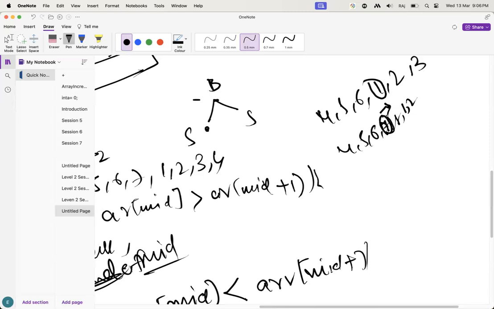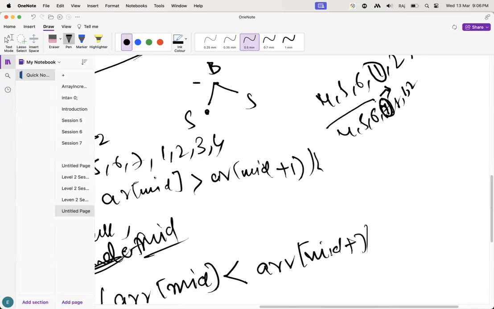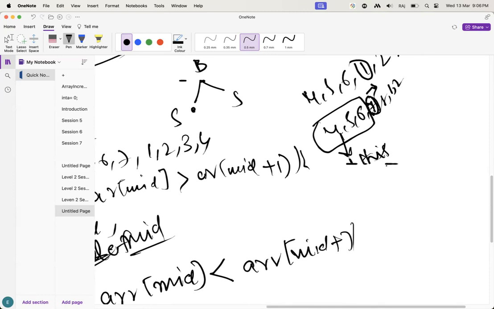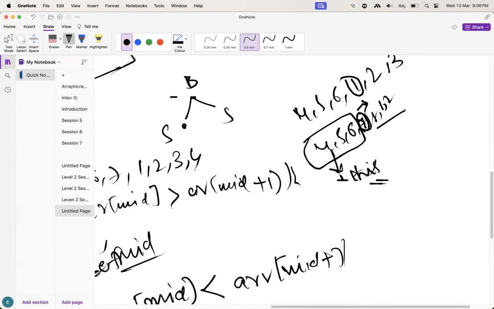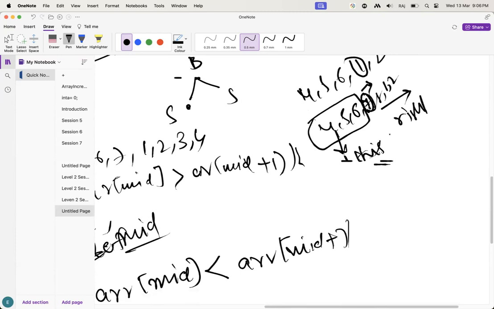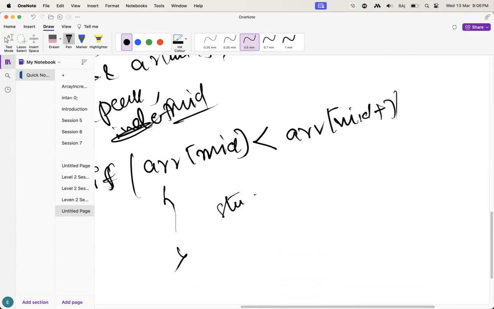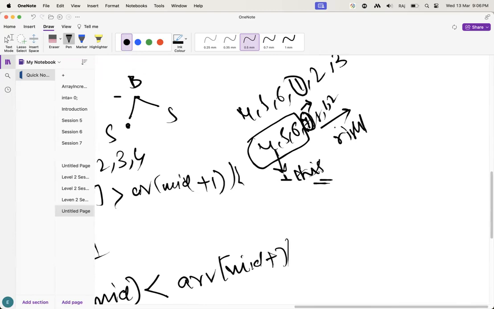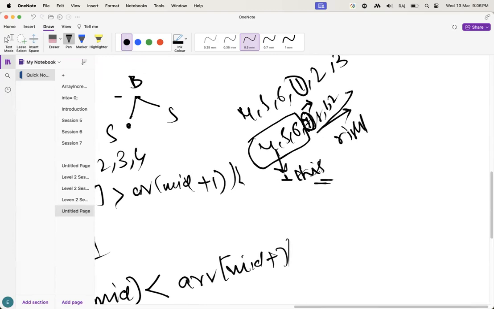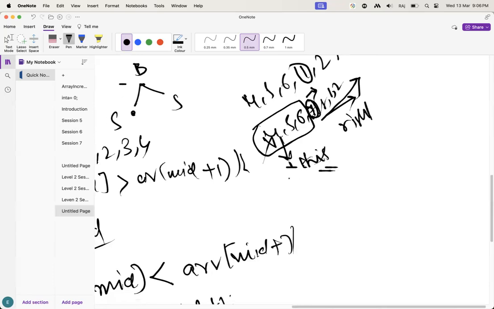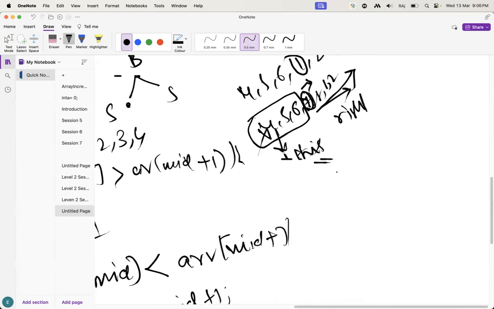So in that case, what will happen? The peak element is not inside this side. It is only on the right side of the mid. So that's why we have taken start equal to mid plus 1. Right, guys? Why? Because that element is supposed to be in this part only. It cannot be available in this part. Right, guys?